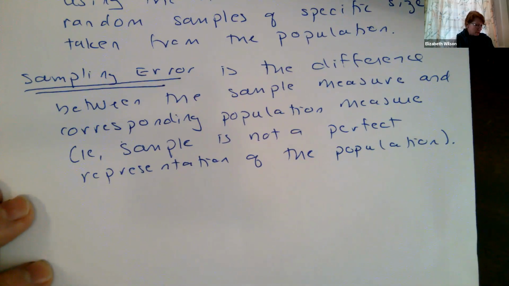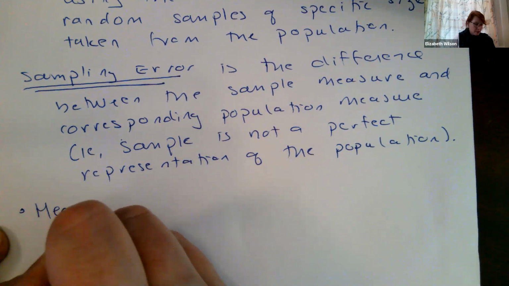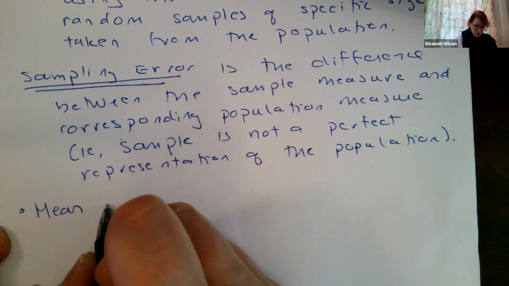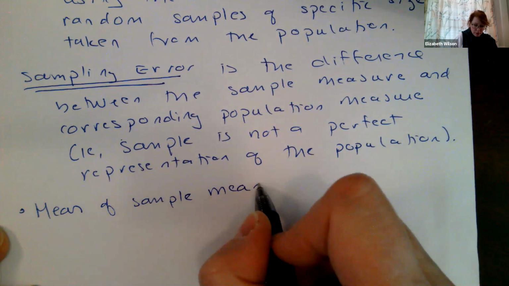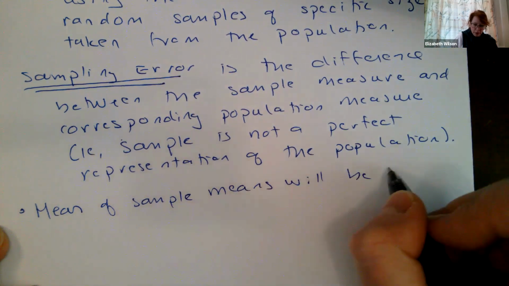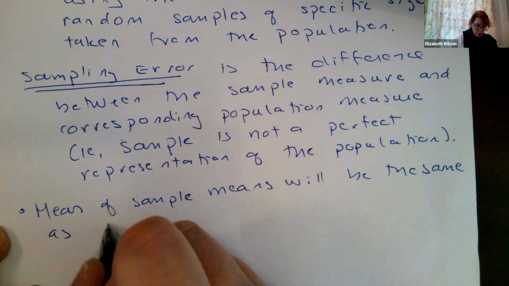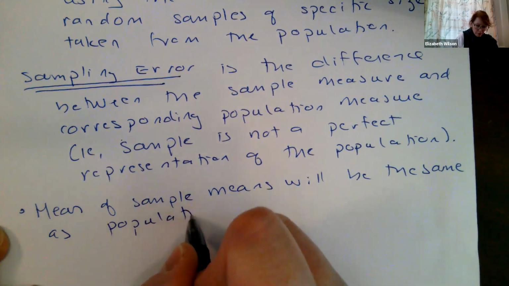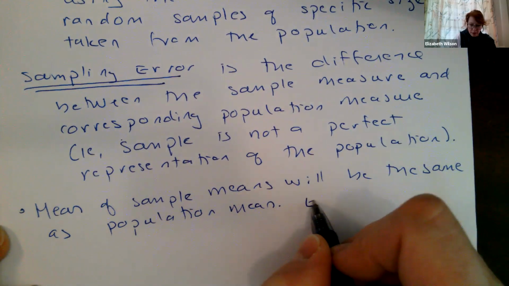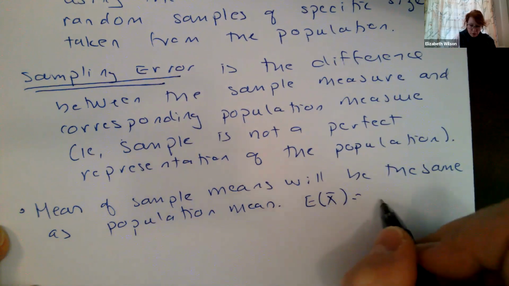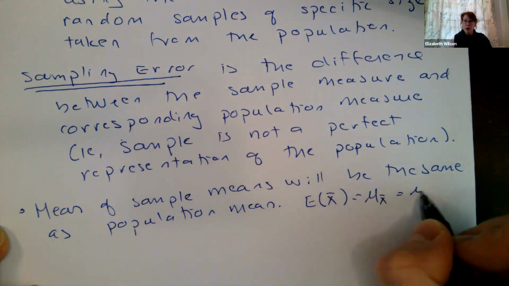Okay. So let me write down some assumptions. The mean of the sample means will be the same as the population mean. So we're saying that our expected value of our sample is equal to our population mean, which we're just going to call our mean.